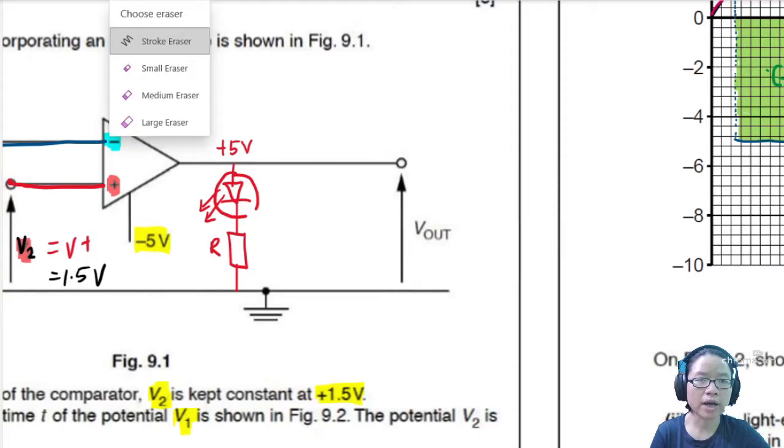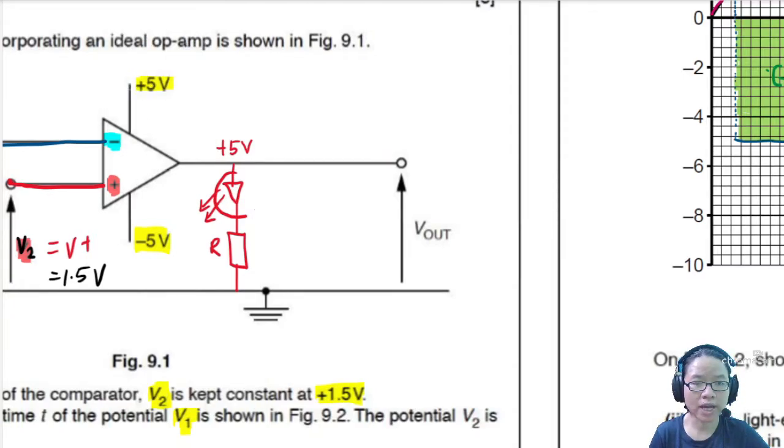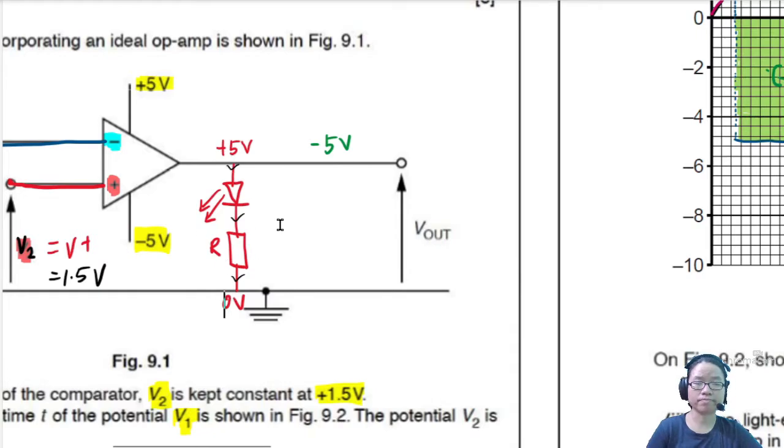Okay, so draw the resistor to protect the LED. Something like this. And negative 5 volt will be reverse. So think about current. This is 0 volt. Current will flow from high potential to low potential. So this is when the red light will turn on.